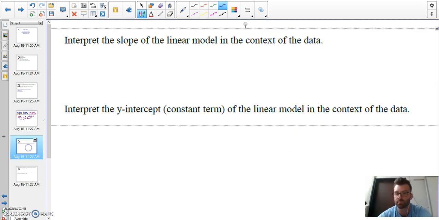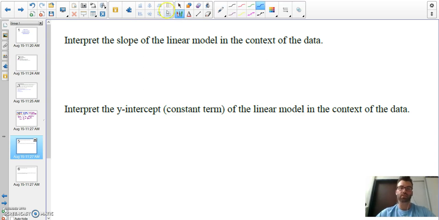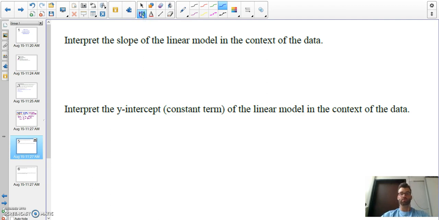All right. So now what I want you to do is to interpret the slope of the linear model within the context of the data. So within the context of our problem, what does the slope represent? Well, our slope was 11.055. Our relation is comparing grams of fat to calories. So something you could say, why don't you pause the video and write something down, and see what you can come up with.